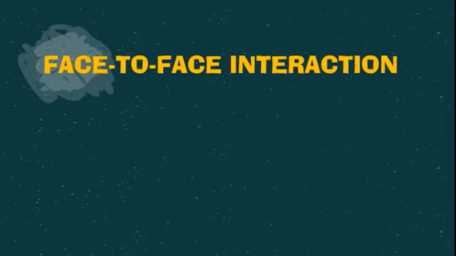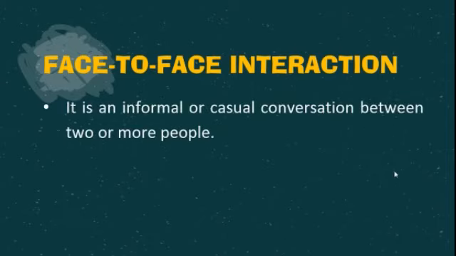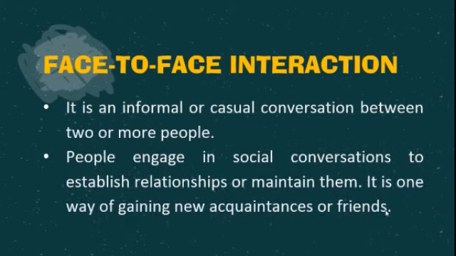First, let's discuss a face-to-face interaction. When you say face-to-face, obviously this refers to the interaction you make when you are talking to someone in person. Okay? So it is defined as an informal or casual conversation between two or more people. And people engage in social conversations to establish relationships or maintain them. It is one way of gaining new acquaintances or friends.